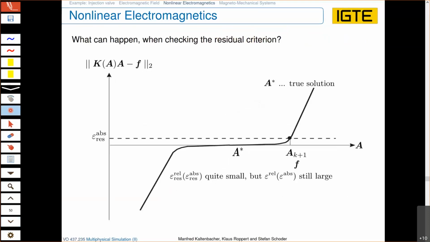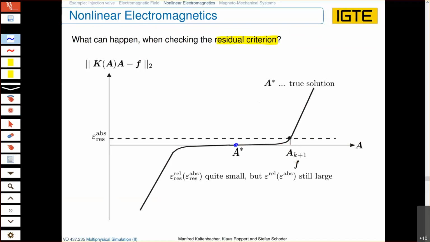On the other hand, it can also happen, this problem, when you apply the residual criterion for this strange nonlinear curve I show here. It is going like this, and then you have a very small slope somewhere here. You would have the exact solution, and you go up here. When you put up the graph again, the residual left-hand side minus right-hand side in the L2 norm, and here the vector potential. Then here we would have at this iterative solution at the iteration k plus 1 a small residual, but we are still far away from the true solution, which will be, let's say, somewhere here.